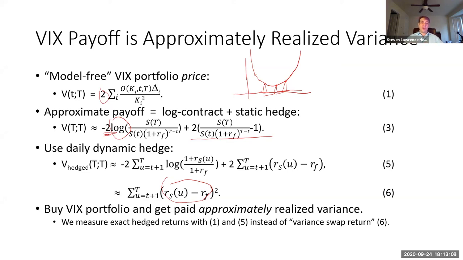So this is a shortcut explanation of the Carr and Wu, and this actually dates back to some work with Dilip Madan also. This shows that you can approximate the realized variance or the return on a variance swap by a portfolio of options that is hedged daily in the underlying stock. So let me pause here for questions, because there might be some interpretive issues. Many people are familiar with the equations, but this is a very abbreviated derivation. And this is the foundation of my empirical analysis.